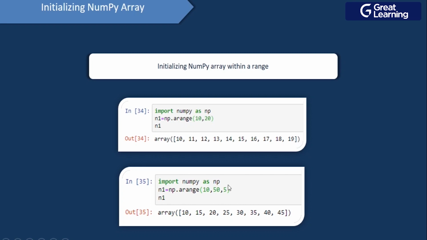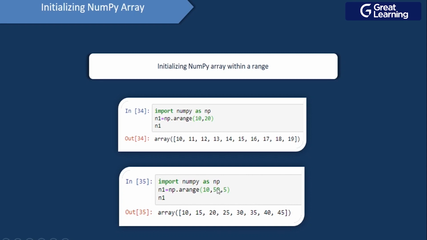Now we can go ahead and add another parameter. So here the initial value is 10, the final value is 50, and we have the skip value. The skip value is 5, which would mean that after 10 we'll have 15. So 15 plus 5 becomes 20, 20 plus 5 becomes 25, and that is how this keeps on proceeding. Now when we reach 45, when you add 5 more to 45, that becomes 50. And since 50 is exclusive over here, that is why we end at 45.